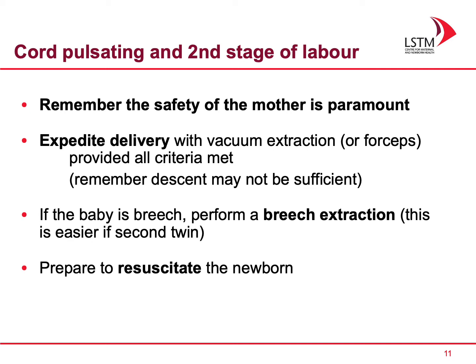Remember, when using vacuum extraction, it's important to know the descent. So during the abdominal examination, just check if your descent is at 1/5 or below, to avoid yourself from doing high pelvic vacuum extraction, which can lead to a lot of complications. If the baby is in breech position, you can do a breech extraction, and this is easier for the second twin. It's important to prepare yourself for resuscitation because of cord compression.